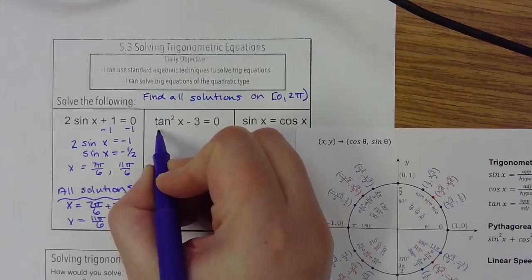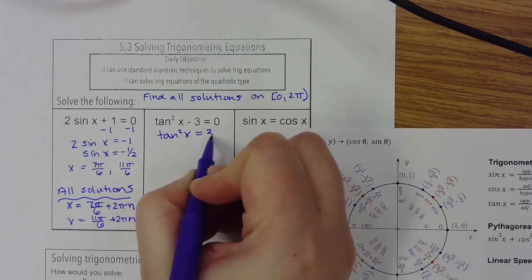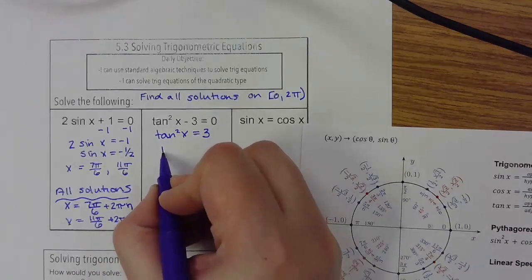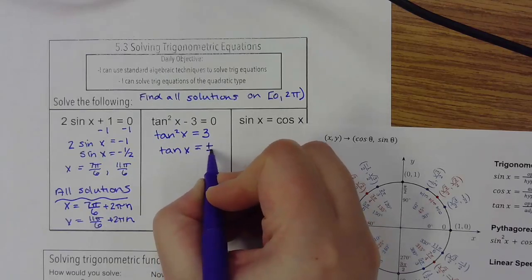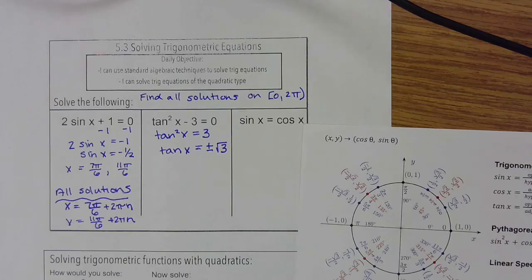If I have the tangent squared of x equals 3, I'd add 3 to both sides, then I'd take the square root. So the tangent of x would be equal to, now don't forget you guys, when you take the square root, you have to account for the plus or minus. So whenever you take that square root, you have either the positive square root of 3 or the negative square root of 3.